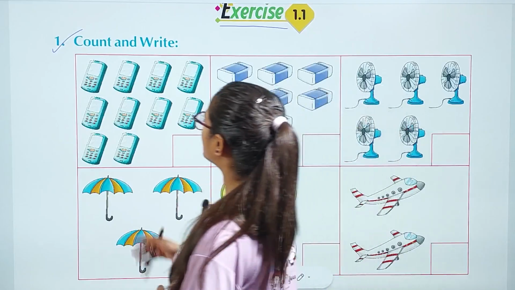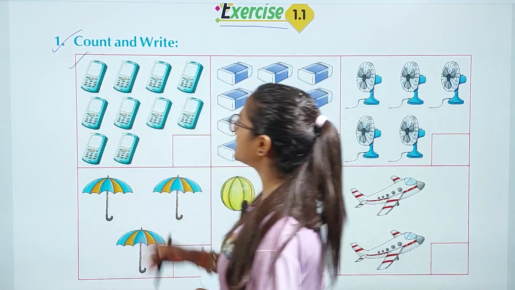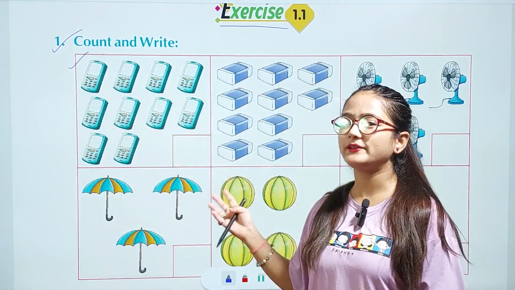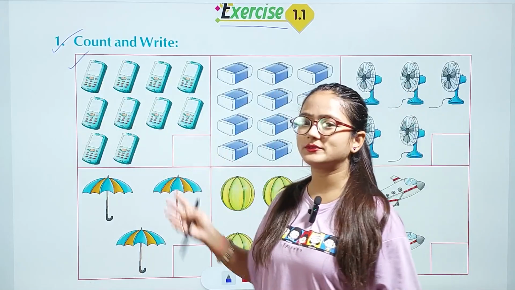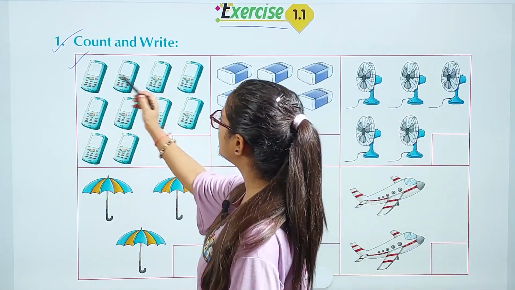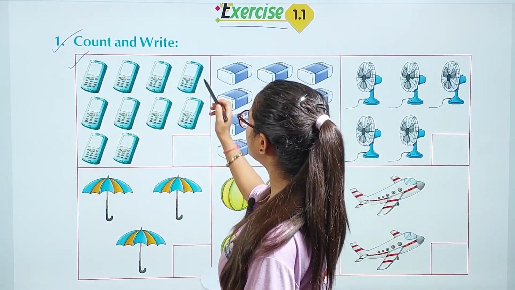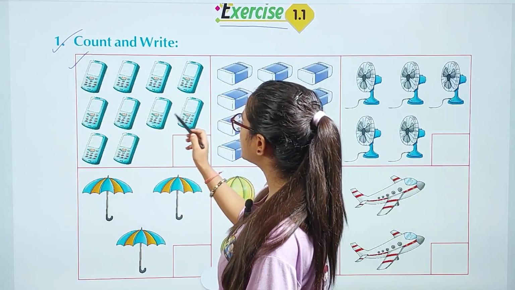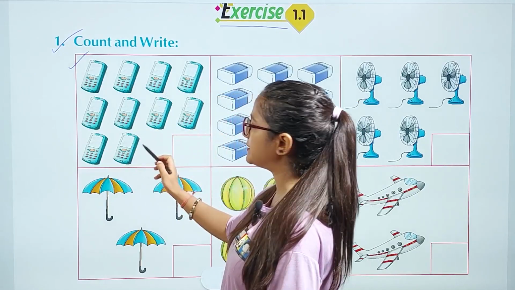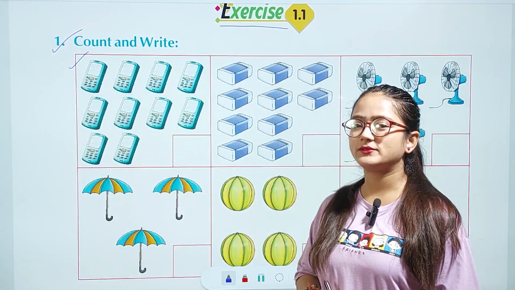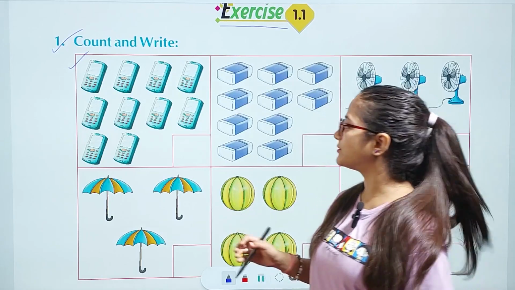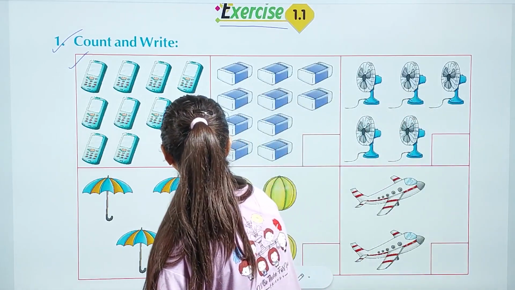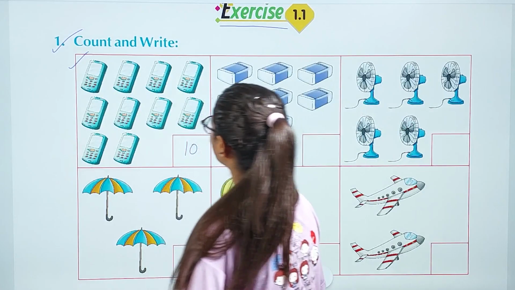First, what is given in the first figure? This is a mobile phone. Okay, so let's count these mobile phones. 1, 2, 3, 4, 5, 6, 7, 8, 9, 10. How many mobile phones are there? 10. Okay, so you have to write down 10 here. Next figure.